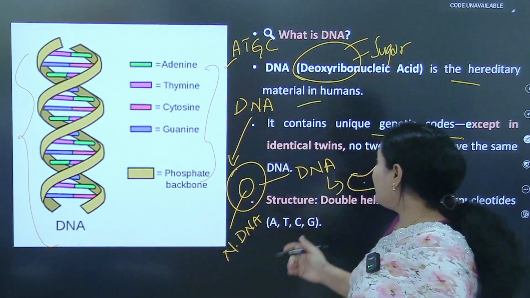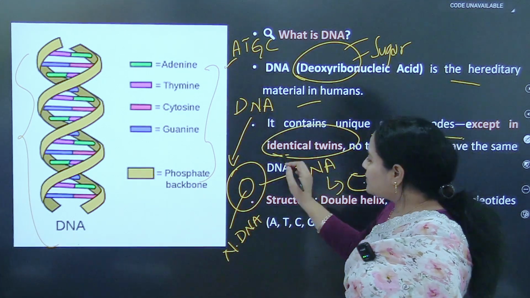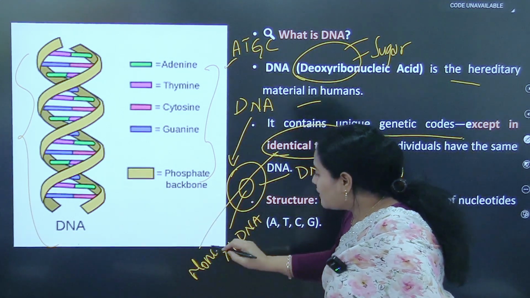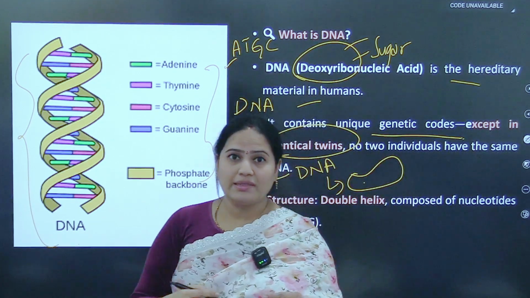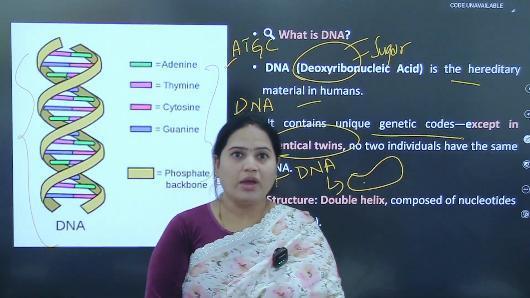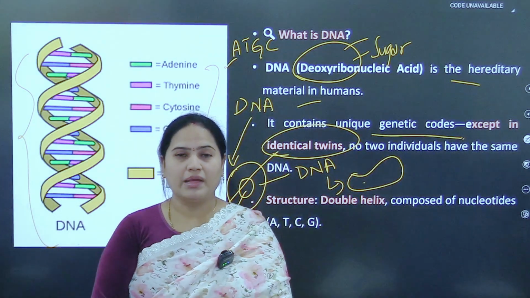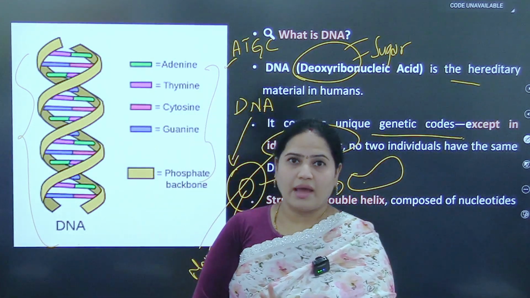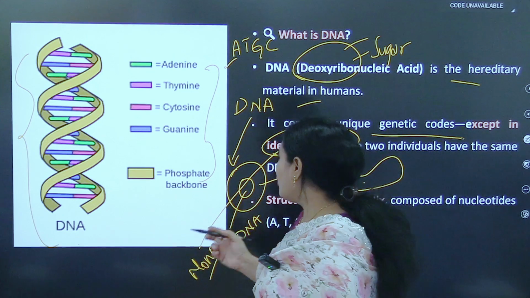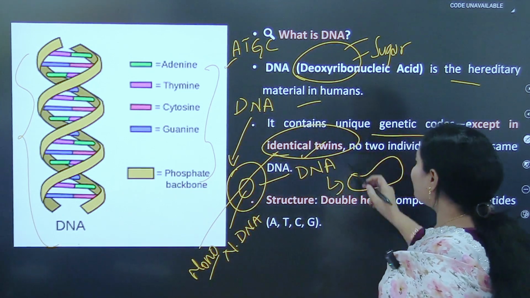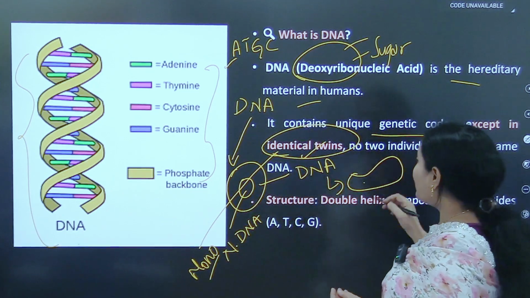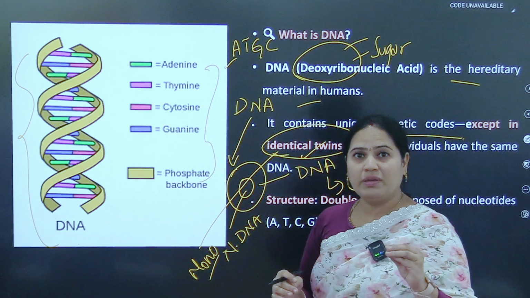But in the case of identical twins, which we call monozygotic twins, the DNA is almost the same. Why? Because they have emerged from the same ovum as well as the same sperm. That is the reason that in monozygotic twins, the DNA is almost the same. Otherwise, every human being has different DNA.